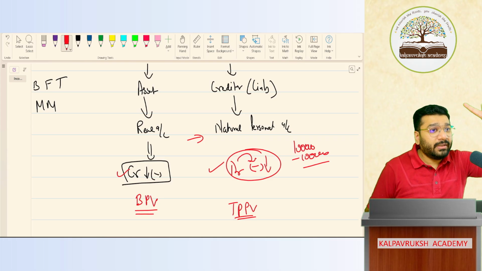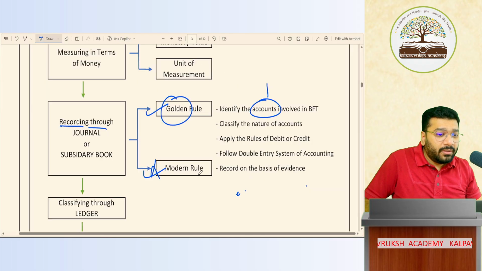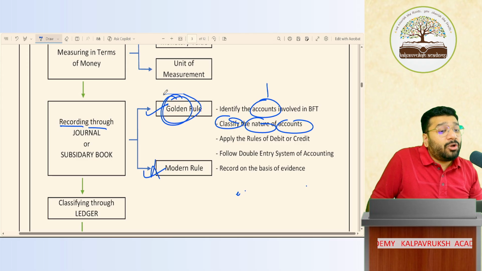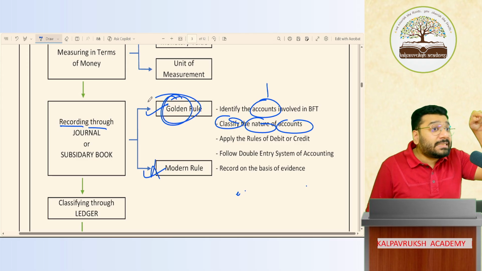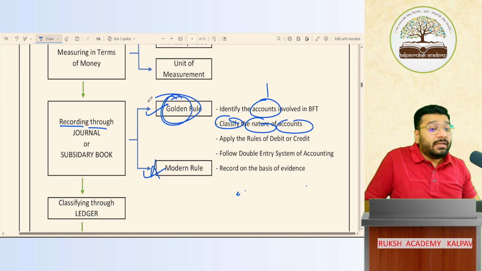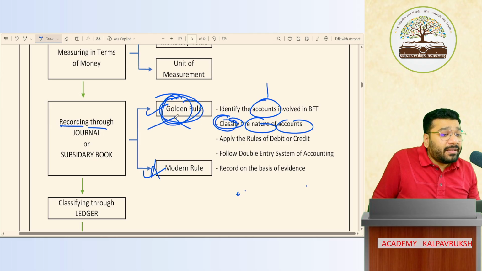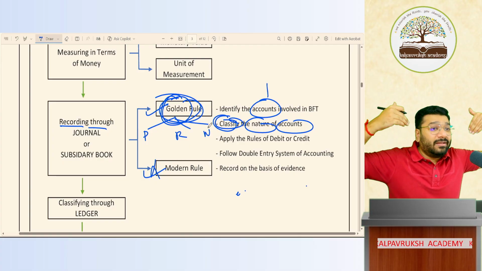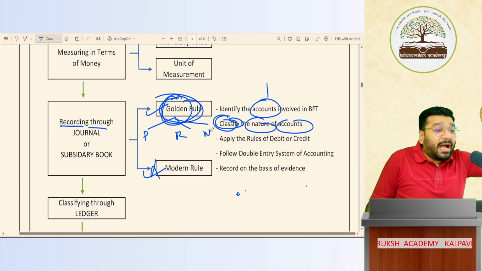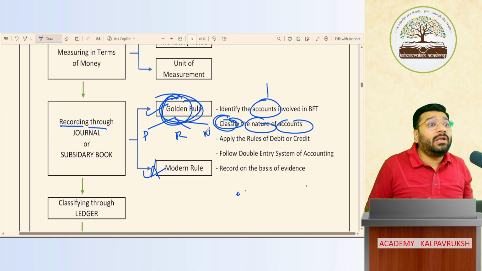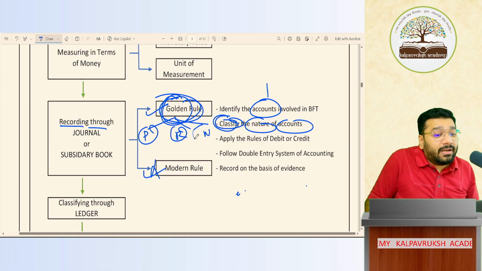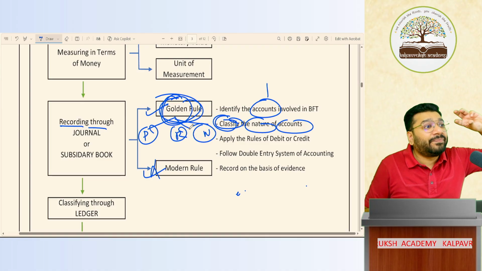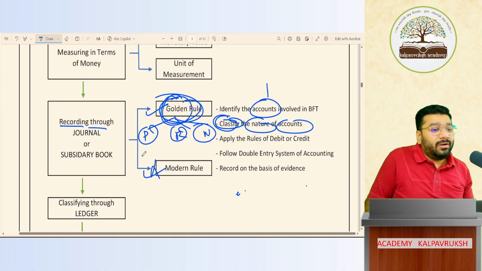Now, listen to me very carefully. I'm telling you one point. In the exam, if they ask you to classify the nature of accounts as per golden rule, don't say asset, liability, capital, expense, income. Classification as per golden rule is three things only: personal, real, nominal. Inside your mind, you classify it as asset, liability, capital, etc. If they ask you to classify this account as per golden rule, it is always personal, real, and nominal. It is I who put in your mind the concept of asset, liability, expense, income. Do you know why? That is the modern rule.